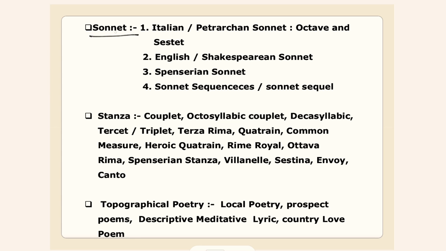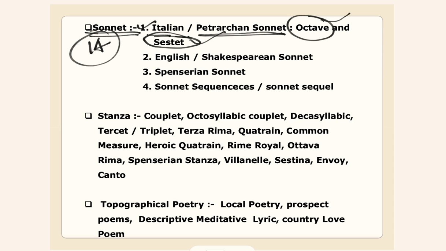Next very important thing is the sonnet. Here are different types of sonnets. The first one is the Italian or Petrarchan sonnet. Here the structure is octave and sestet. Once again, the Italian sonnet, also known as the Petrarchan sonnet, is divided into octave, 8 lines, and sestet, 6 lines, totally a 14-line poem. Next, the English sonnet or Shakespearean sonnet.